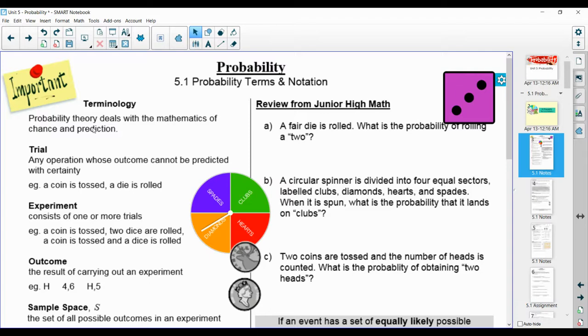And in junior high, you would have done a lot with experimental probability. You would have tossed some coins and flipped some spinners or spun some spinners, rolled some dice. But in high school, we're focusing primarily on the theoretical probabilities.